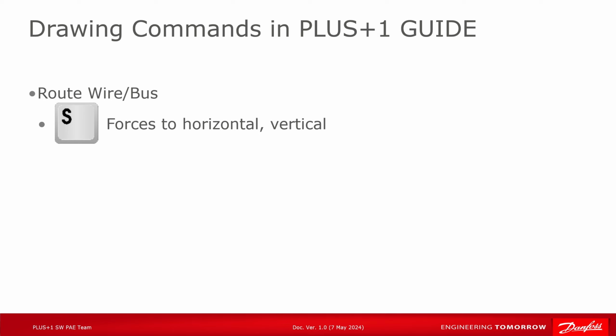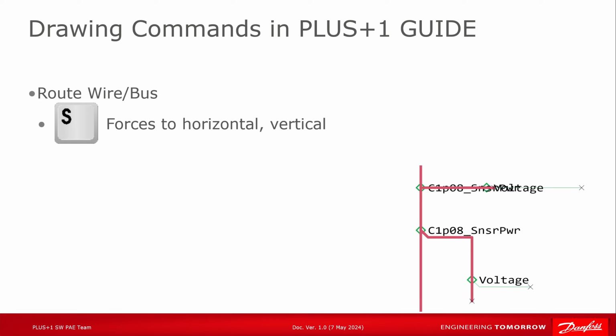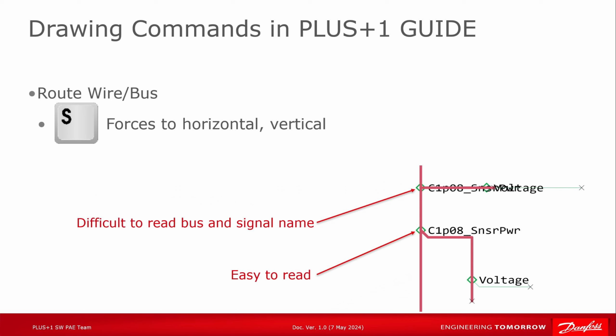Another drawing command is S. If you want to ensure that your lines are strictly horizontal or vertical while drawing, you can press the S shortcut key. However, when connecting a wire to a bus or connecting one bus to another bus as a subbus, it's recommended to disable the horizontal/vertical restriction. To avoid signal name obfuscation, it's suggested to create a 45-degree angle before connecting a wire or subbus to a bus. This way, signal names remain visible, while a direct vertical or horizontal connection might cover them.